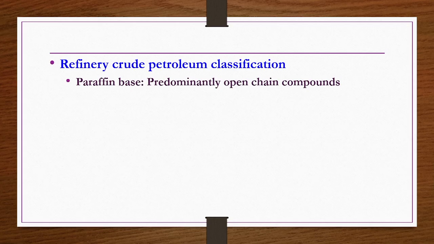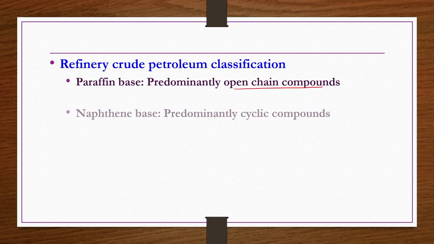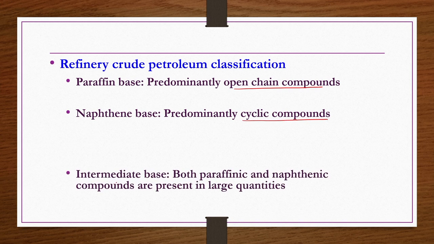One is the paraffin base, which predominantly consists of open chain compounds. Another one is the naphthene base, which predominantly consists of cyclic compounds. And the third one is the intermediate base, which contains paraffinic and naphthenic compounds in large quantities. These names come from how much paraffin and how much naphthene is present in the crude. If paraffins dominate, more than 30-40%, then we call it paraffin base. Otherwise, if 30-40% or even higher naphthenes are there, we call it naphthene base. Some crudes have both paraffin and naphthene at 30-40% and the remainder in little quantities. They are known as the intermediate base.